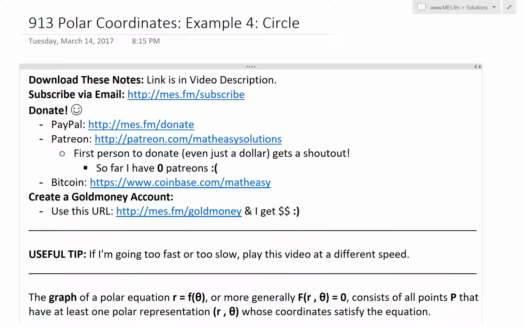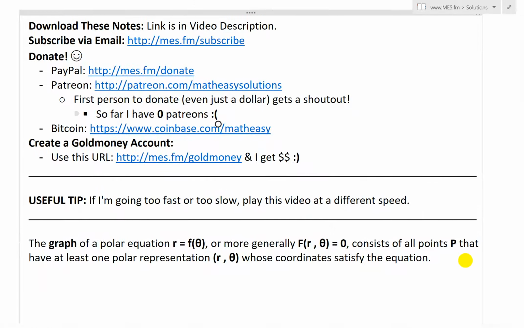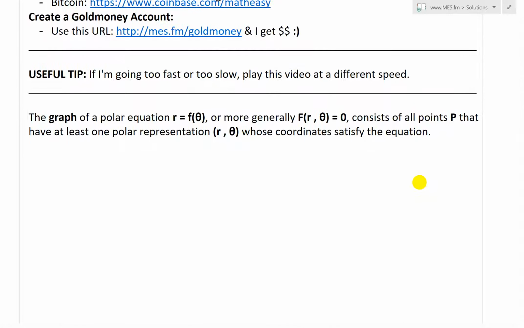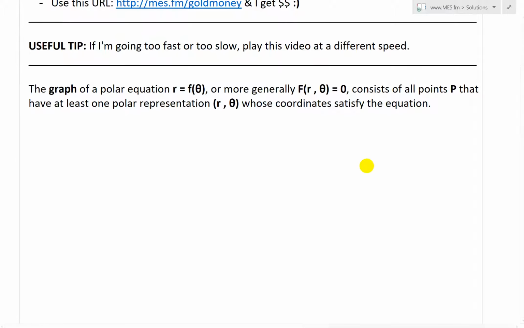Time to discuss further into polar coordinates and now look at example 4, which looks at the circle, or writing a circle using polar coordinates. In this example, I'm going to graph it, but before I get to that, I just want to go over a brief overview of graphing with polar equations.